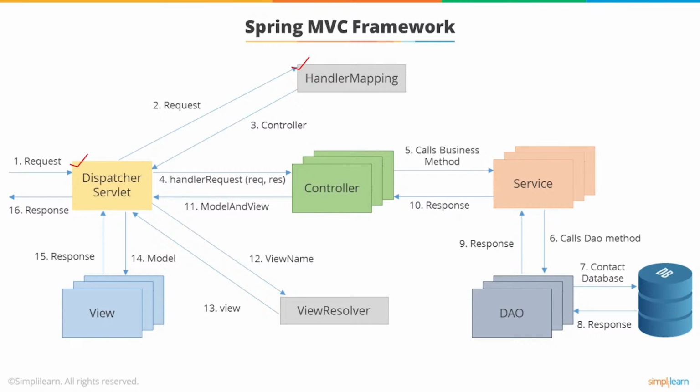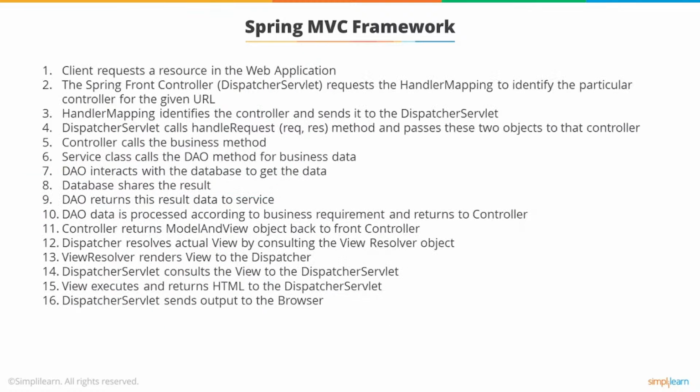sent back to the servlet dispatcher, which forwards it to the view resolver, so the right view can be returned to the servlet dispatcher. The servlet dispatcher then picks up the model, attaches it to the view and generates the response. So the client requests a resource in the web application.